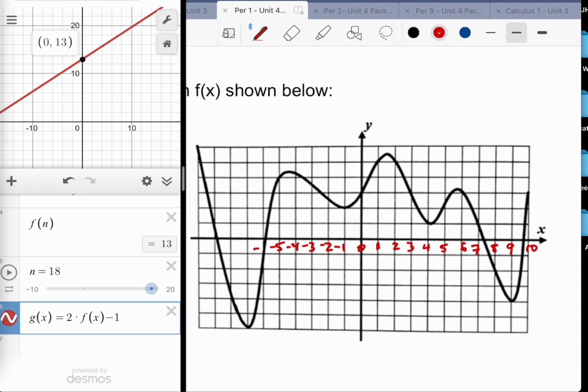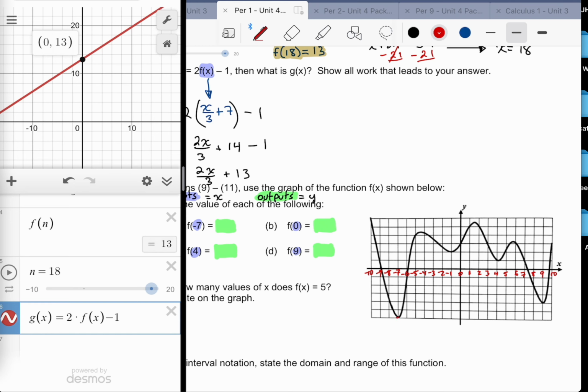Because now when I look at -7, I see that there's a point right here. Now I'll count boxes as 1, 2, 3, 4, 5, 6 units down. So -6. The y value corresponding with that x value is -6. At 4, I'm 1 unit up. The y value corresponding with that x value is a 1. At 0, I'm 3 units up. The y value corresponding with the x value of 0 is equal to 3. And at 9, I am 1, 2, 3, 4 units down, so -4.